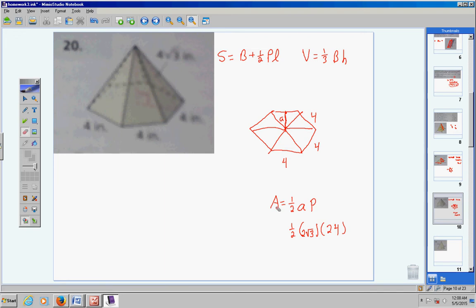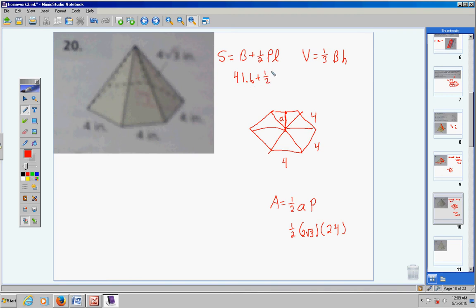Let me grab my calculator very quickly and type in 1/2 times 2 square root of 3 times 24. And we're going to get 41.569. So 41.6 is the area of the base.